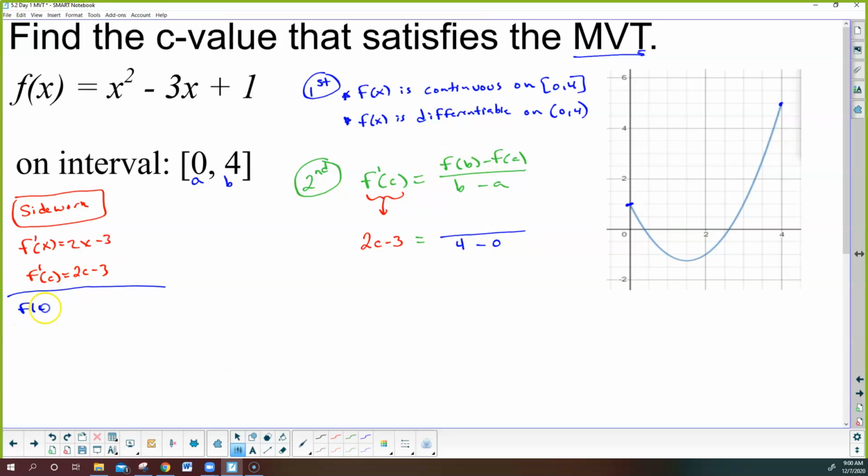That's the other work that, again, you don't have to show any of this work for the side work. I'm just showing it to you so you guys can get an idea of how we're getting these answers. Well, f of 0 is equal to 1. And then let's plug in 4.